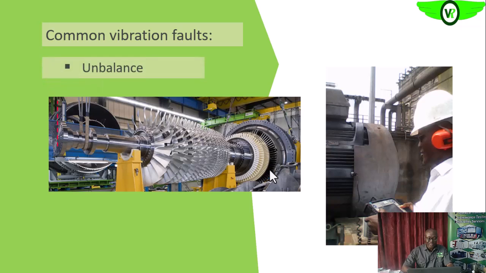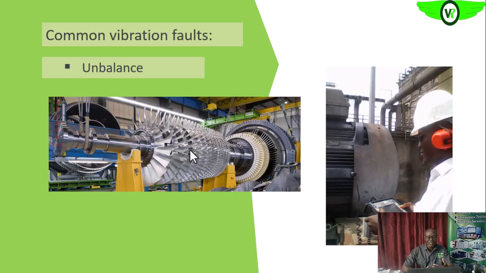So the unbalance. What is unbalance? Unbalance is when the center of mass of the rotor does not coincide with the center of gravity of the rotor. If they do not coincide, the rotor will tend to be thrown, as it is rotating, towards the center of mass. Are we getting it?